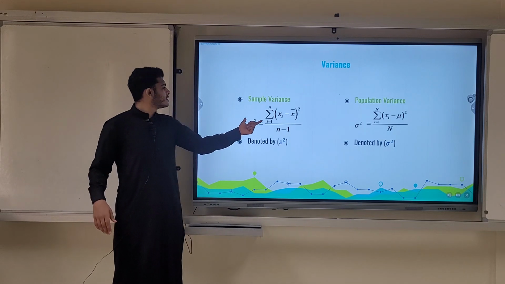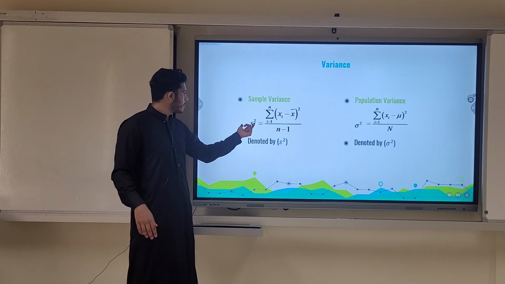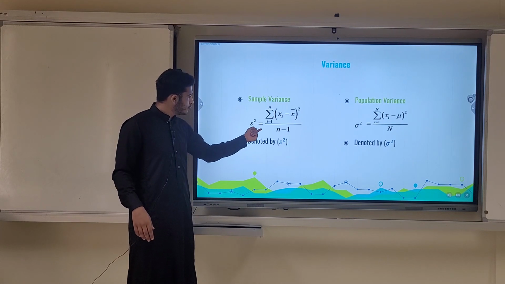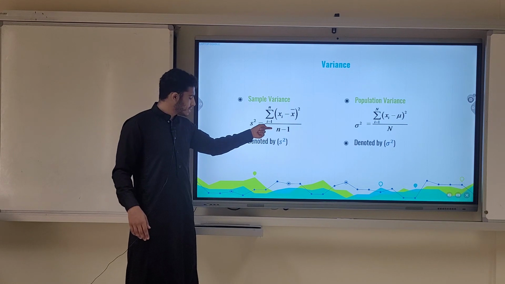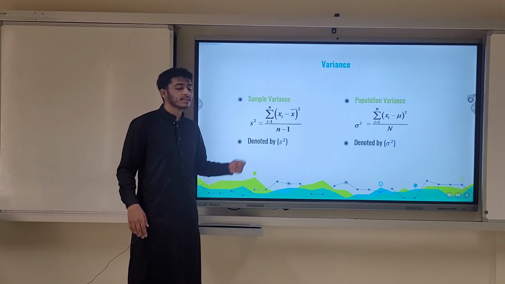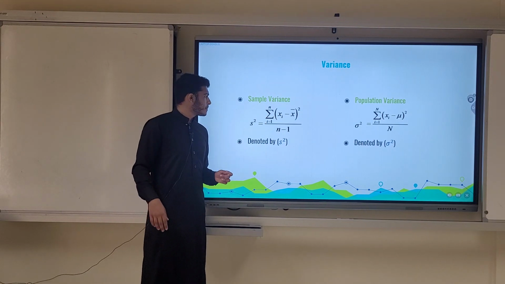So let's talk about the sample variance for a little bit here. As we've seen, it's denoted by S square, which equals this argument here divided by the sample size subtracted by 1. Well, what does this argument here mean?